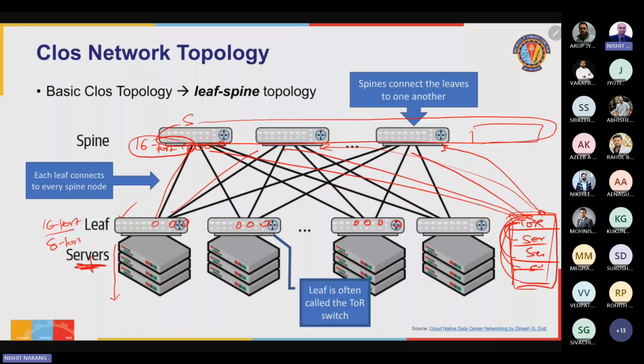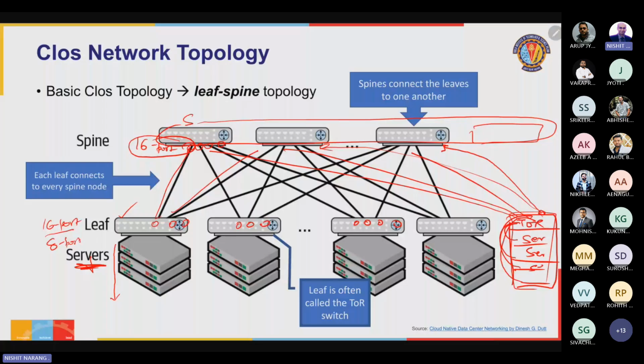But that's a waste of my existing infrastructure. Am I going to throw away the 16 port leaf and spine switches? That's not what we want. Okay? We want an architecture which can build and continue to grow using the leaf spine as a building block.